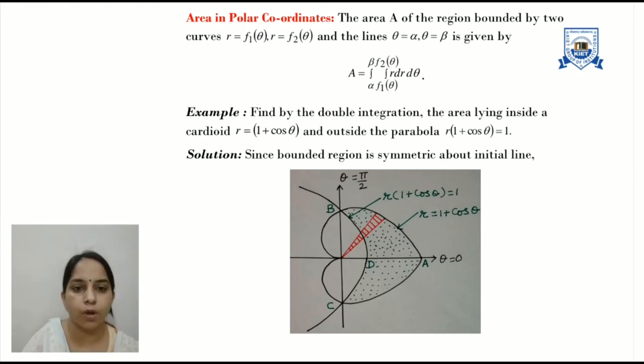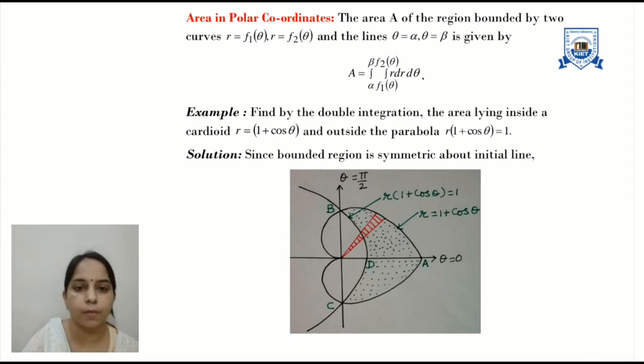So the formula of area in polar coordinates becomes double integration r dr d theta, and the limits for r vary from f1(theta) to f2(theta), and for theta from alpha to beta. Now coming to the example, we have to find the area lying inside the cardioid r equals 1 plus cos theta and outside the parabola r(1 plus cos theta) equals 1.